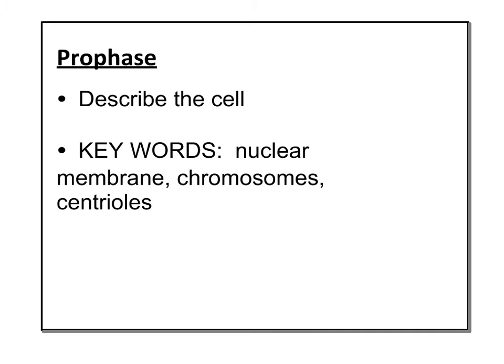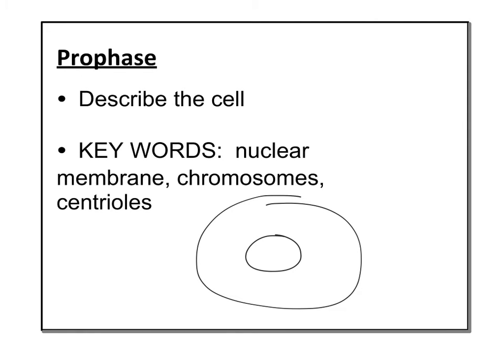Okay, let's start with prophase. What you're going to have to do with prophase is set up the cell and describe it. And you're going to have to use some particular words when you describe what's happening to the cell. So the first thing you're going to do is you're going to have your cell all set up with the big string and the little string.